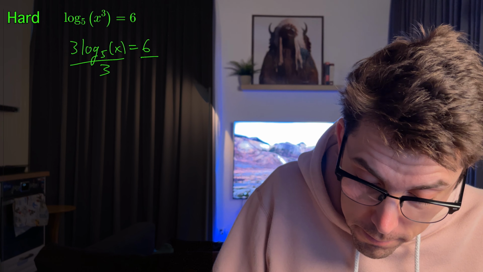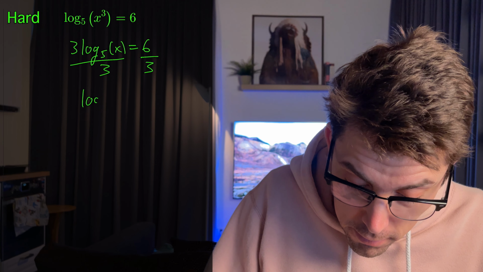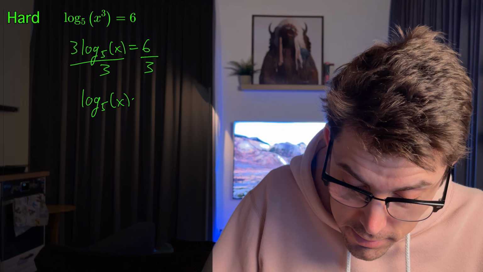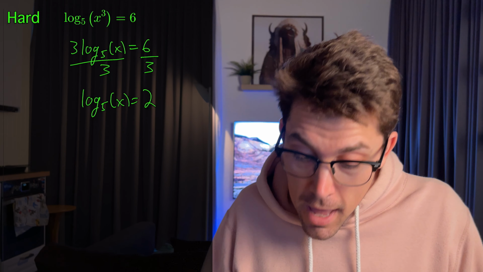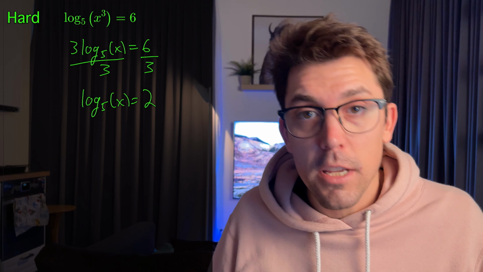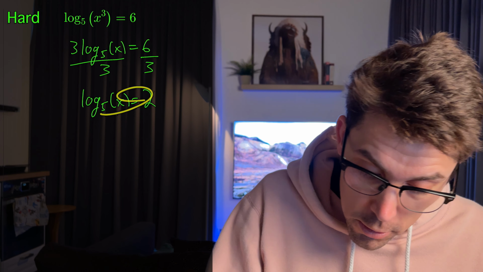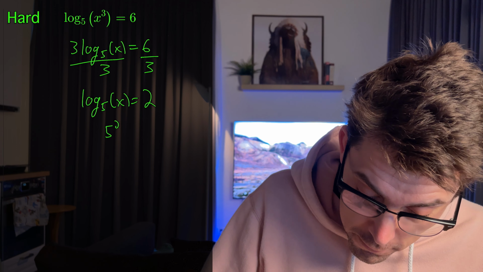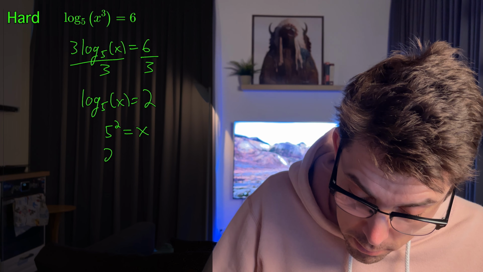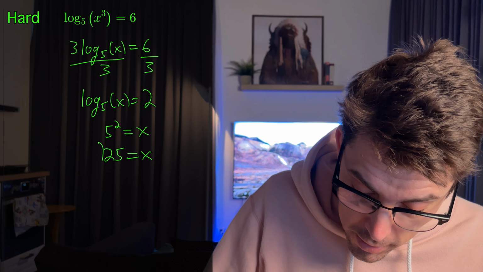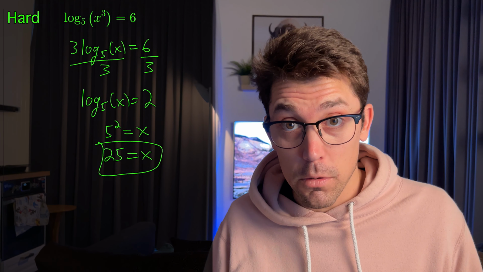Now you might be thinking, what do I do here? Well, remember, 3 is now just a coefficient. This is 3 times log base 5 of x. So I can just divide each side by 3. Once I have that, I'll have log base 5 of x is equal to 2. And now I have something that looks very similar to what I'm used to, where I can just use my little loop-de-loop thing. Using this loop-de-loop, I know that 5 to the power of 2 equals x. What's 5 to the power of 2? 25. So I know that 25 is equal to x.